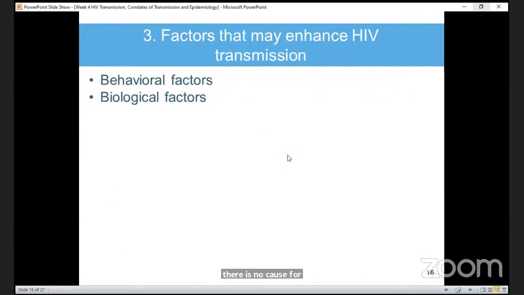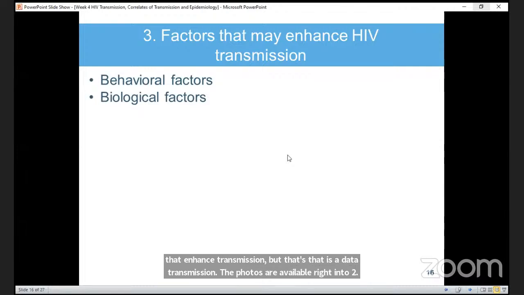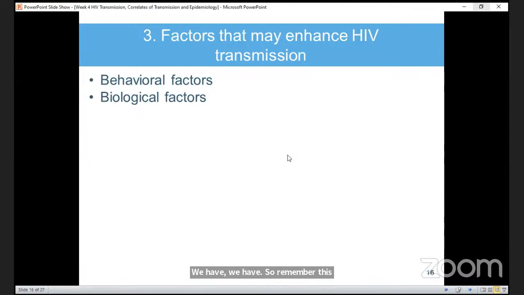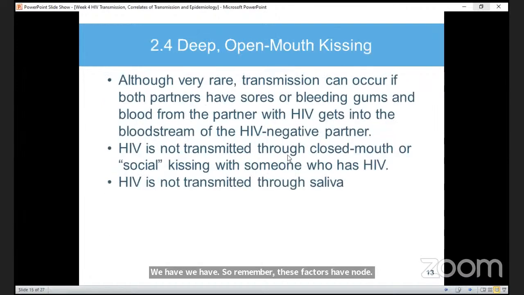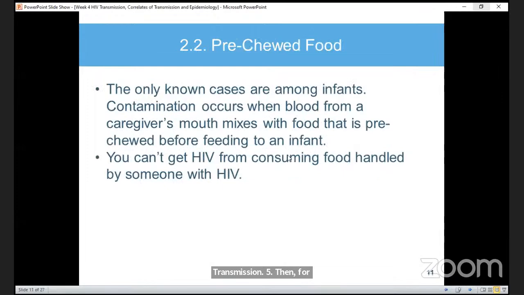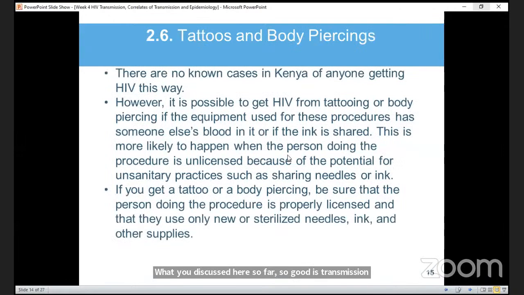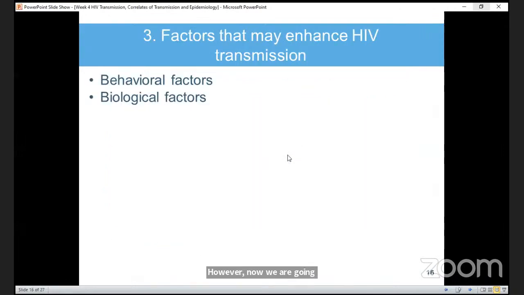Okay. Now we have factors that enhance or exacerbate transmission. The factors are categorized into two: behavioral factors and biological factors. Remember, these factors are different from transmission itself. What we discussed so far are methods of transmission. Now we are going to look not at methods of transmission, but at the factors that increase the chances of transmission. I hope you are able to understand the difference.